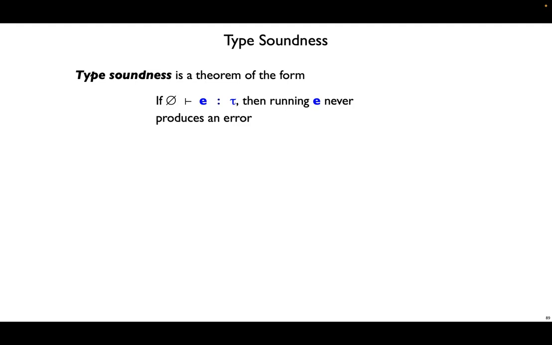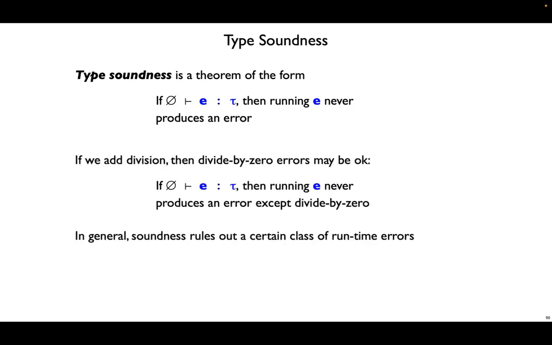It's a lot of work to use types to show that all those errors can never happen. For example, suppose we have division in the language. We might want division by zero errors to be okay, in which case we would weaken the type soundness theorem to say, if our expression is well typed, well then, running E never produces an error that's not a division by zero error. We'll say that this divide by zero error is okay because we don't want to go through the work of proving to the type system that every denominator in our program is a non-zero number. We'll let that one get checked at runtime.